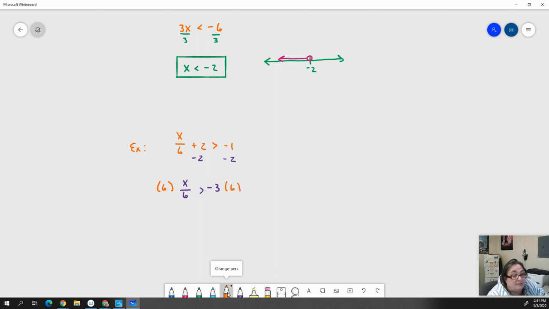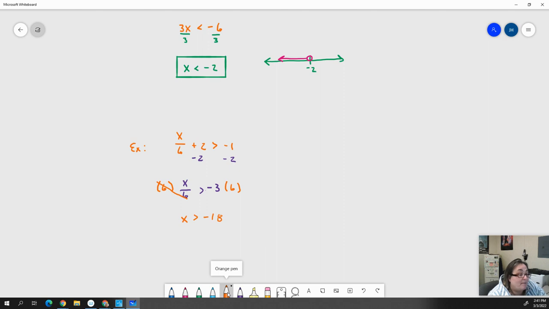But I have to do it to both sides for the same reason, right? We need to maintain what we're doing. We don't want to change the value of anything. We're just changing the position. So these 6's cancel, and I'm left with x is greater than negative 18.